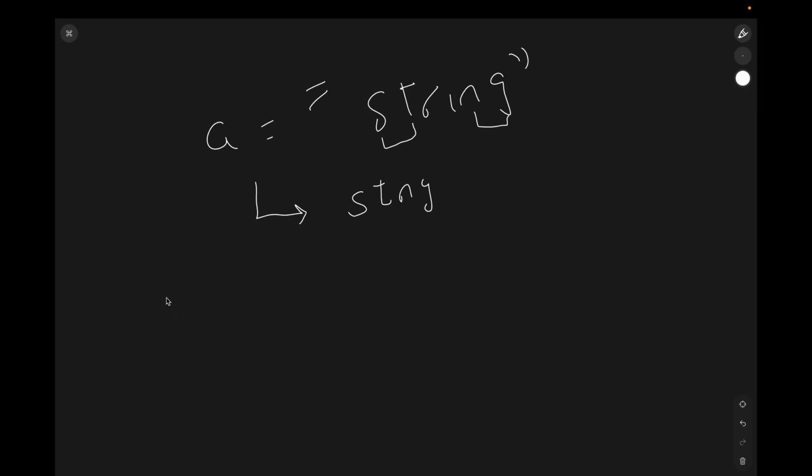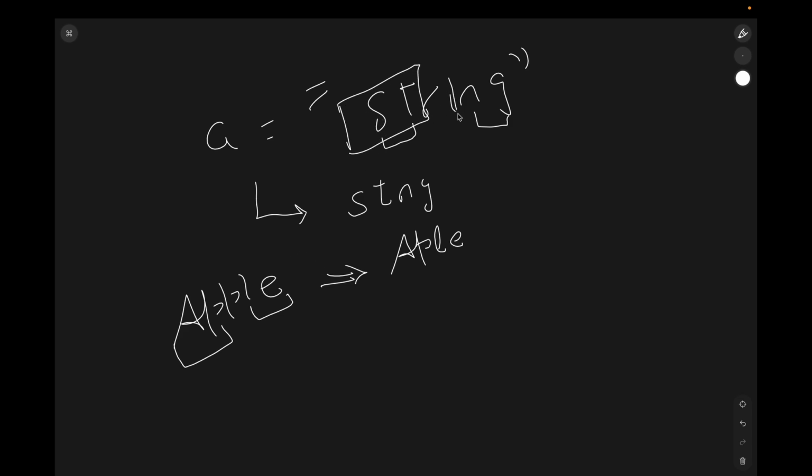Similarly, if I take another one, let's say apple, the first two characters are this and the last two characters are this. That means the new string that we will have is apld. Getting this point? This is the first part. You have to take the first two characters and the last two characters. Similarly here as well, first two and last two.